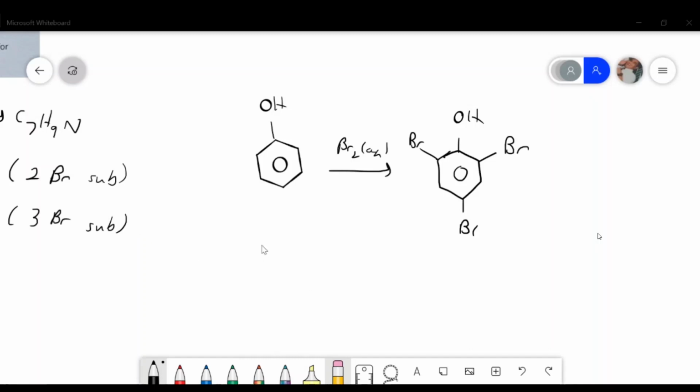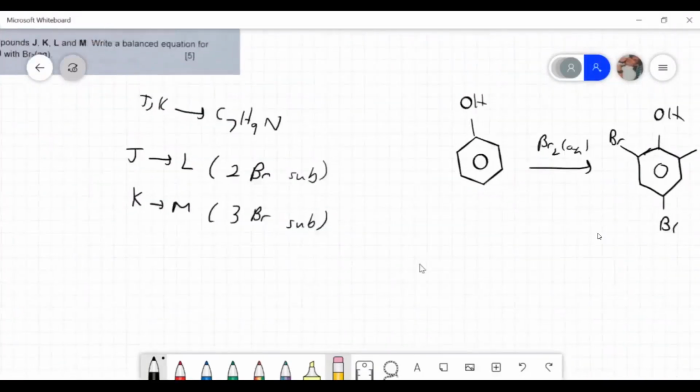Let's look at the case of phenol. When we get two bromines being substituted instead of three, what needs to happen? What do you guys think? Think about it. Correct, when a group is occupying one of the 2 or 4 positions.